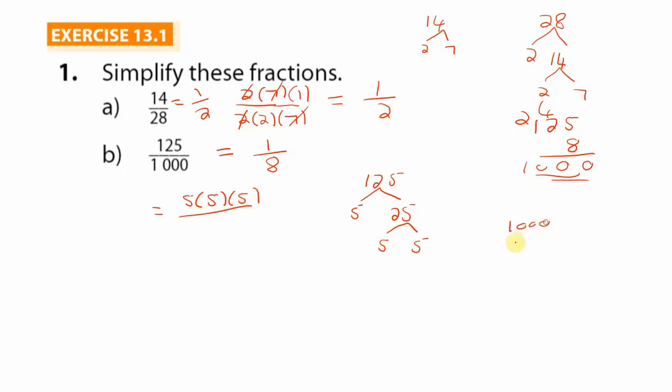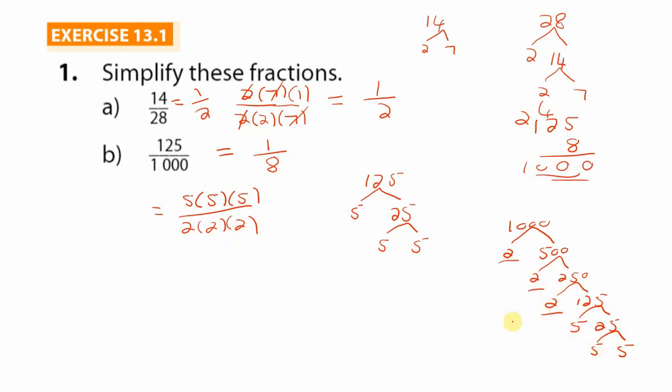For 1,000, we know 2 goes 500 times. We know in 500, 2 goes 250. We know in 250, 2 goes 125. We know in 125, 5 goes 25. We know in 25, 5 goes 5. So we have at the bottom 2 times 2 times 2, and 5 times 5 times 5. So it's 1, 2, 3 2s, 1, 2, 3 5s.